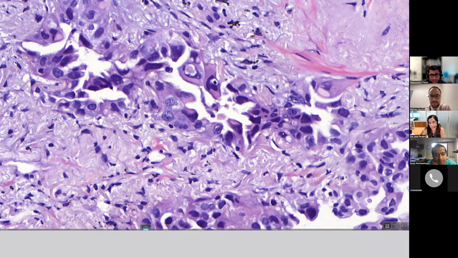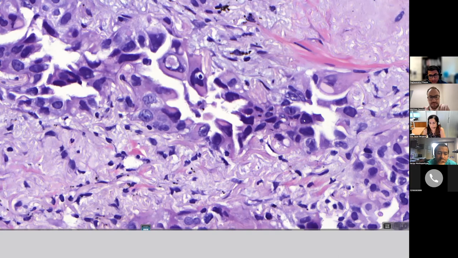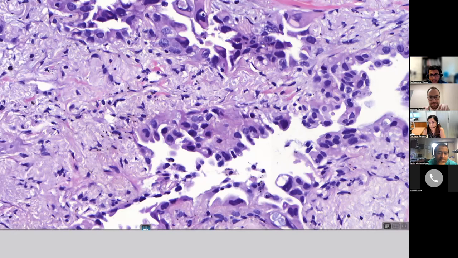And if you zoom into the individual cells in those glands, they have significant cytologic atypia in terms of different sizes and shapes of the nuclei. Many of them have irregular nuclear membranes and prominent nucleoli. The cytoplasm seems to be moderate to scant compared to the nuclei. And also, if we look for it, we might find some mitoses as well.